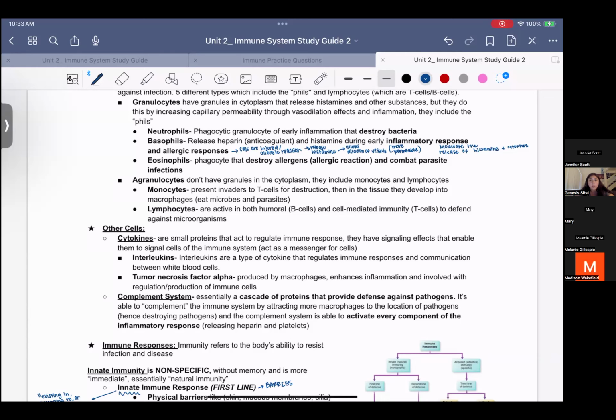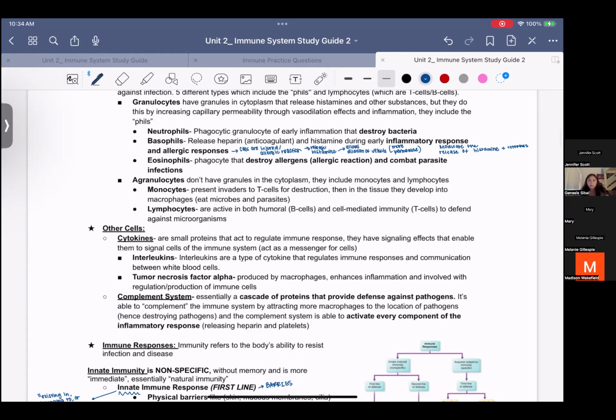Basophils are responsible for releasing heparin, which we know is an anticoagulant, and histamine, which again helps with that inflammatory response. So both of them help with the inflammatory response, and that's what basophils are important for. And then additionally, it helps with allergic responses as well, so that we can vasodilate those vessels in an allergic reaction because we want more blood flow to that site.